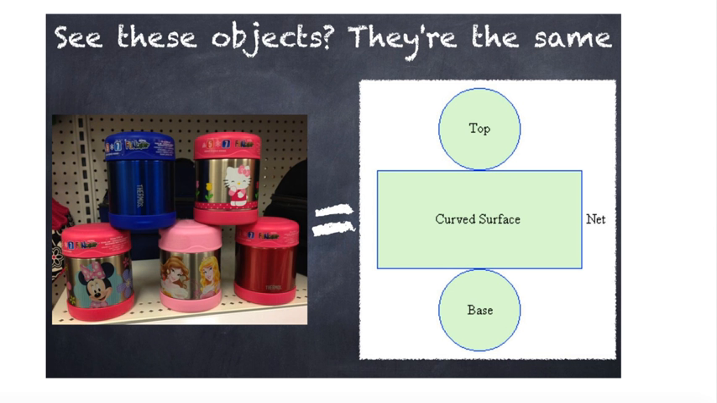So here we go. First of all, see these objects? Yes, that's my child's thermos that she brings to school. She actually picked this one over here. Surprisingly, I know, Princesses, Minnie, but she picked this one.